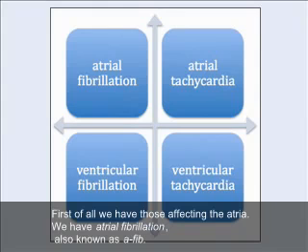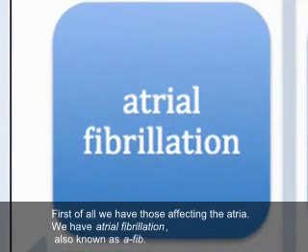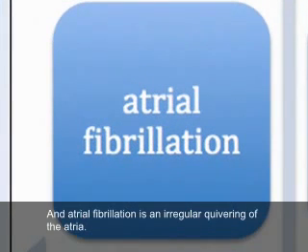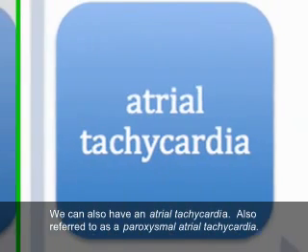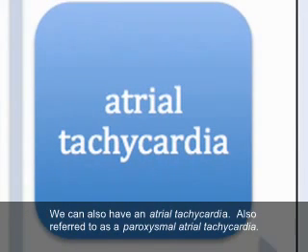First of all, we have those affecting the atria. We have atrial fibrillation, also known as AFib. And atrial fibrillation is an irregular quivering of the atria. We can also have an atrial tachycardia, also referred to as a paroxysmal atrial tachycardia.